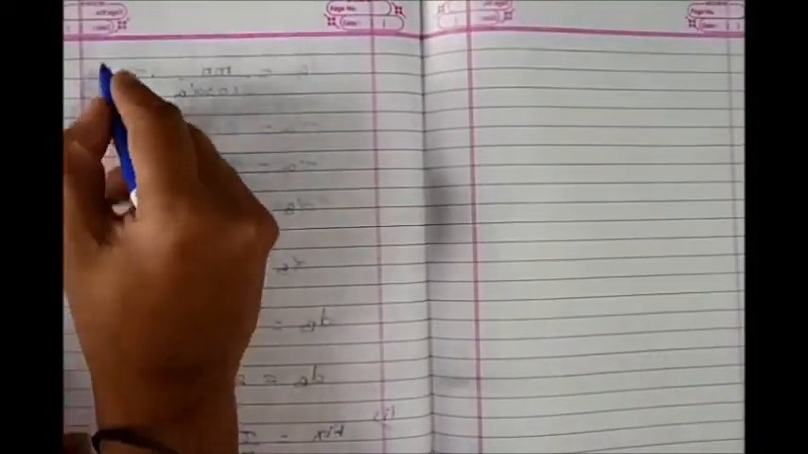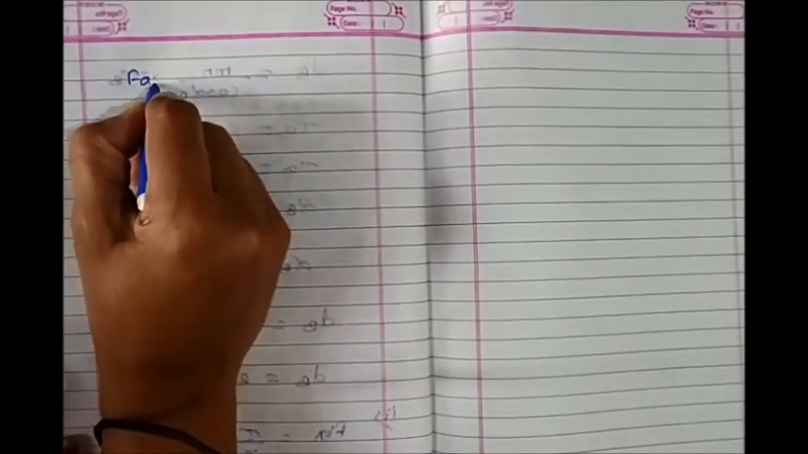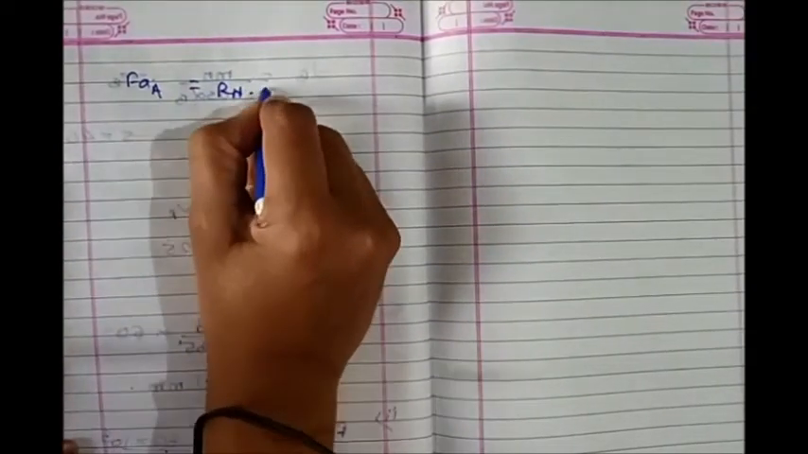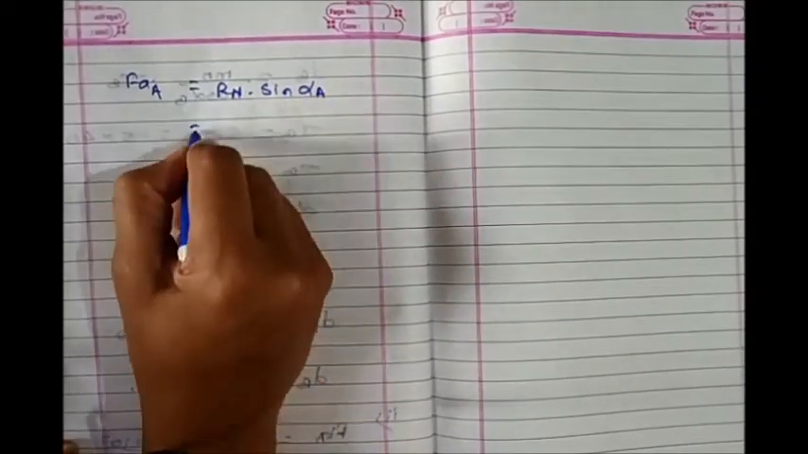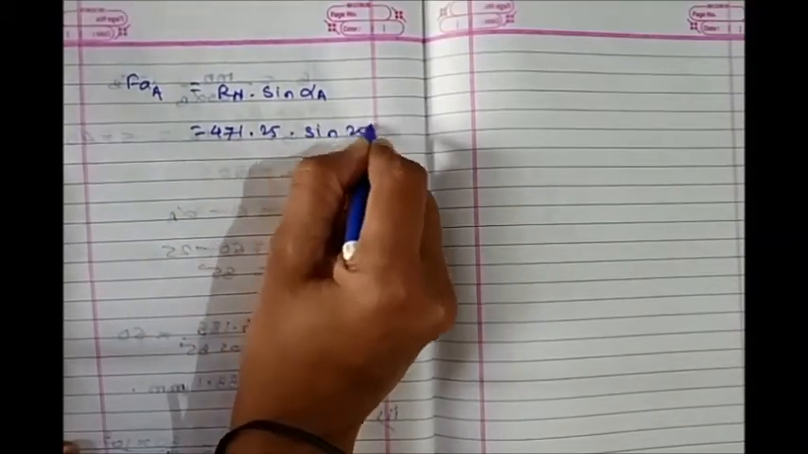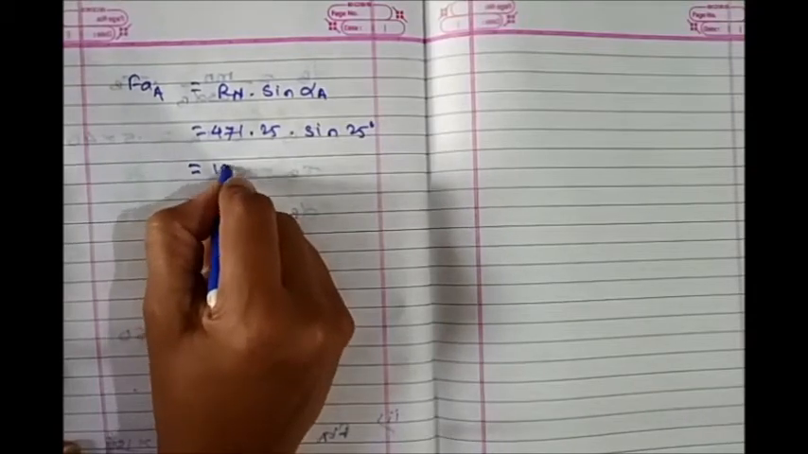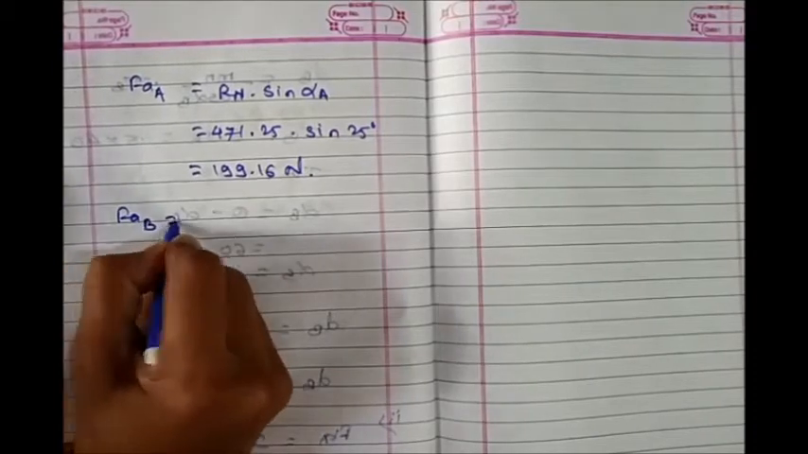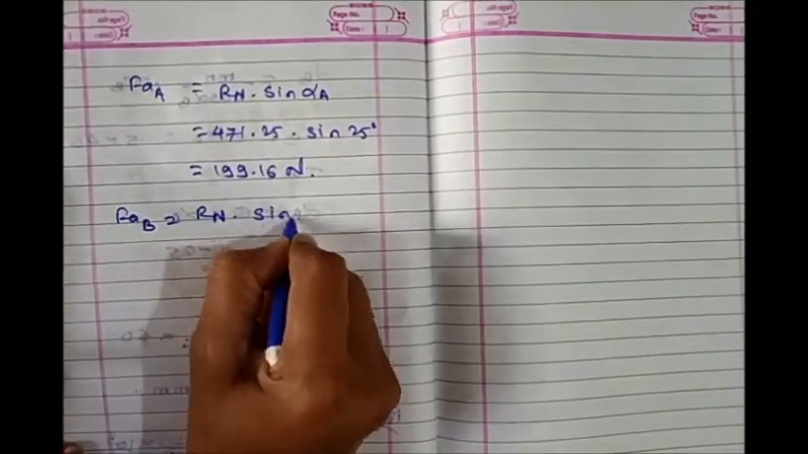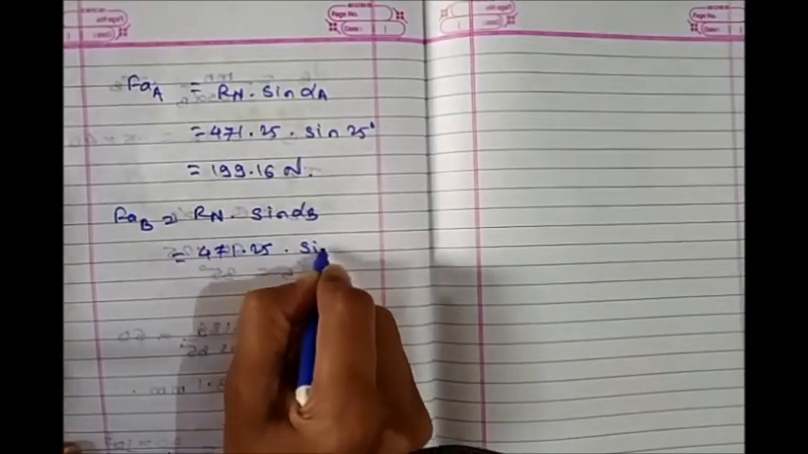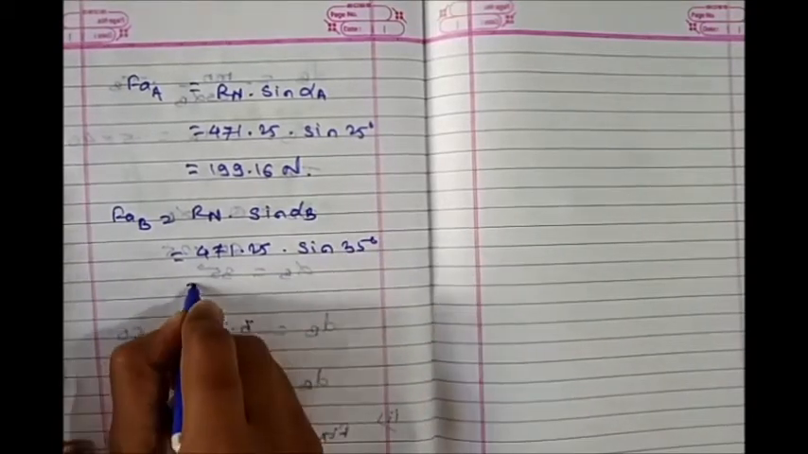Now, what they ask for is end thrust. To calculate end thrust, FA, the axial thrust at A, is equal to normal force into sine of alpha A. So normal force is 471.25 into sine of 25 degrees, and we get 199.16 Newton. Similarly, FAB is normal force into sine of alpha B. The normal force is the same for both gears, into sine of alpha B, which is 35. So FAB is 270.29 Newton.